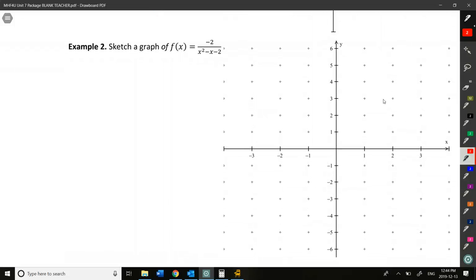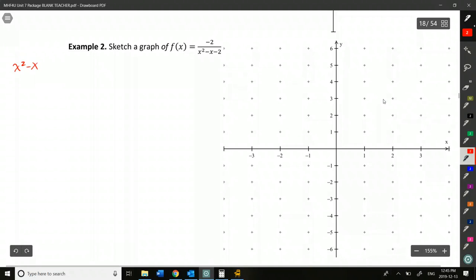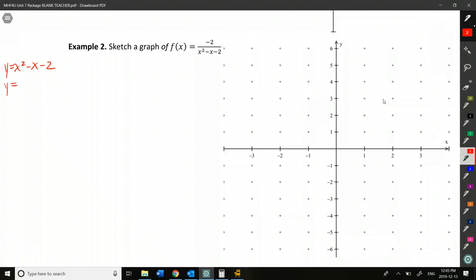Okay, this is number over function, so I'm going to follow the same process that I followed above. We're going to start with x squared minus x minus 2. Before we start with this function, I want to base my entire table around where the x-intercepts of this function are. So I need to know what the x-intercepts are. So what should we do with this function?